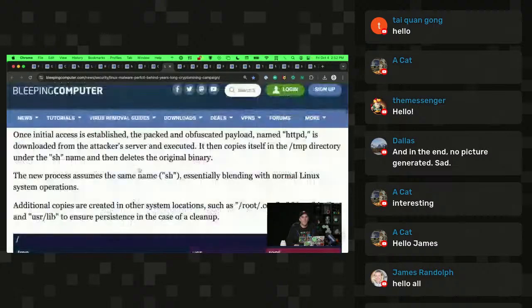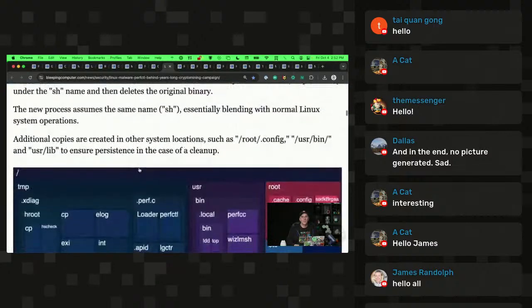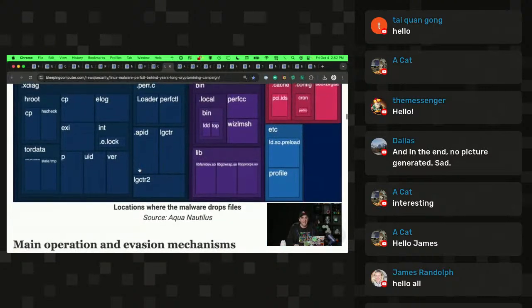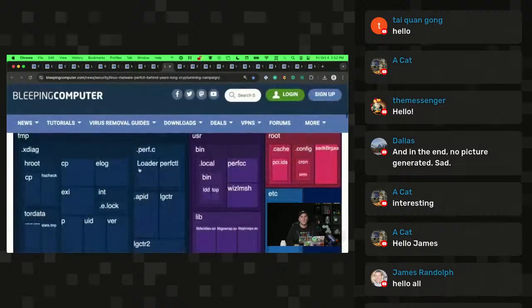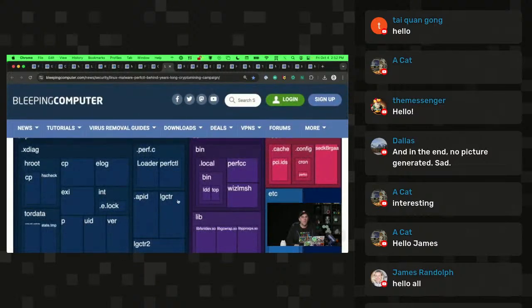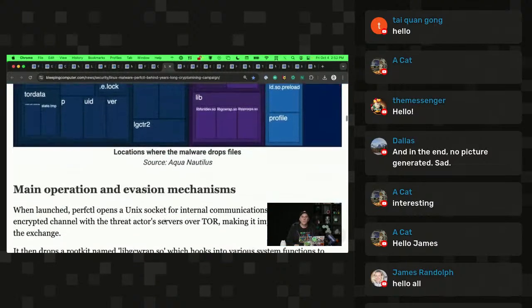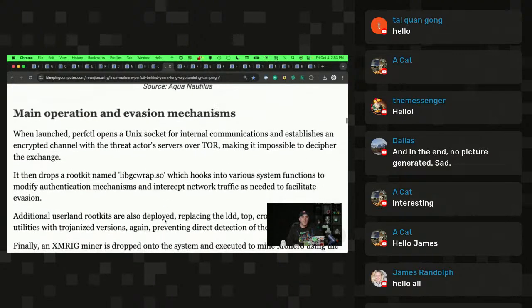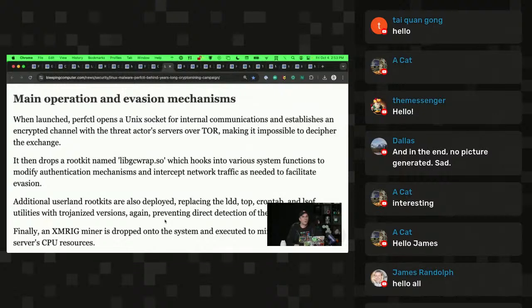But what this would do is just run in the background, communicate with the attacker's server via a Tor relay, and then do all these seeding tasks in the system, hiding itself in various places in order to spring back into operation if it was partially deleted. So the evasion mechanisms were pretty advanced here for someone who's just trying to mine some Monero.